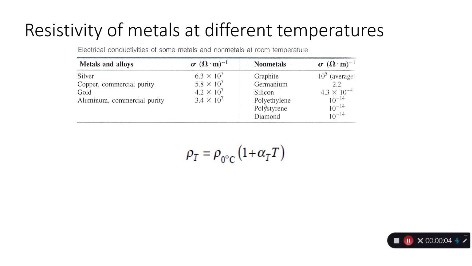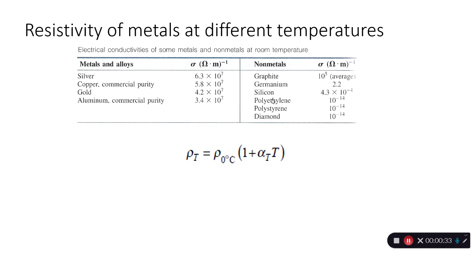Okay, this video will discuss the resistivity of metals at different temperatures. In the previous video, you've already looked at some fundamentals and important parameters involved in the flow of electricity. Here we have a table of the electrical conductivities of some metals and nonmetals at room temperature. This is standard information.